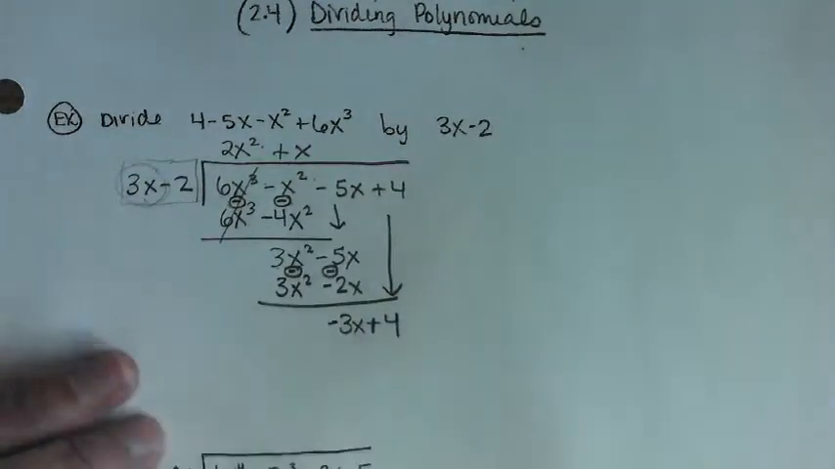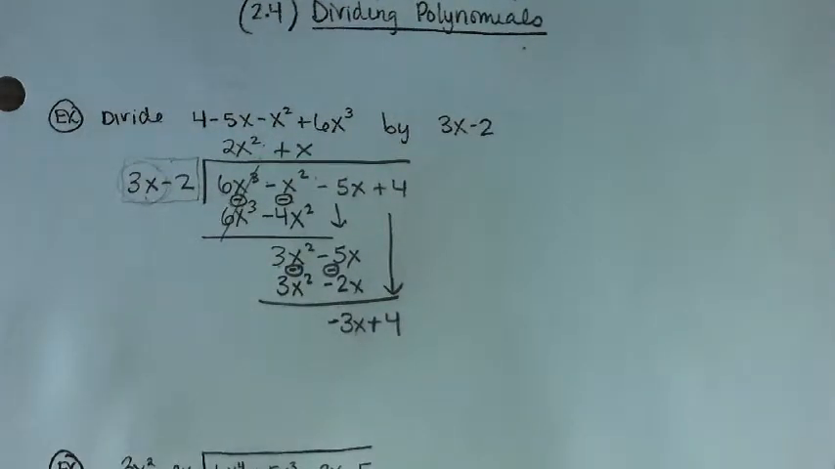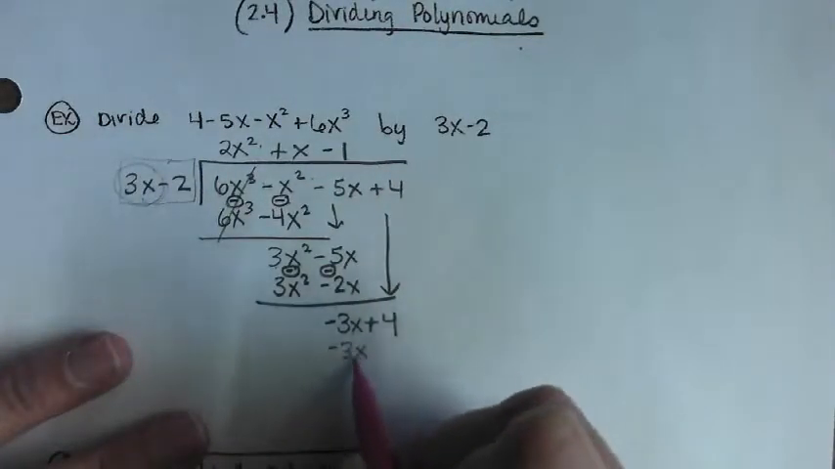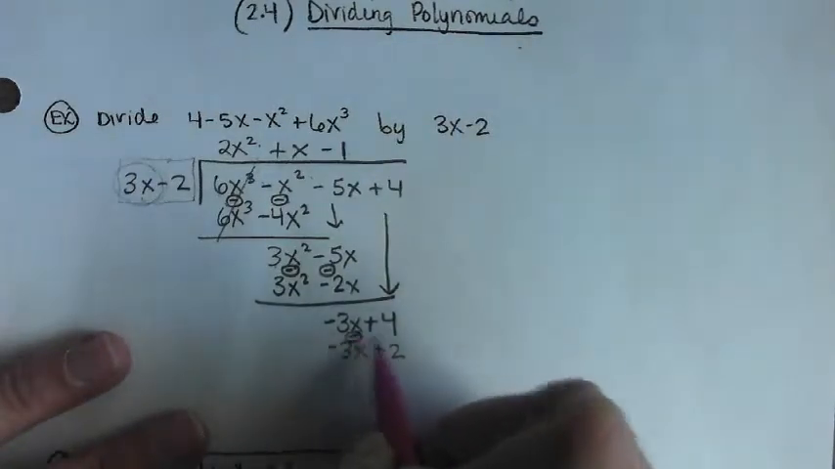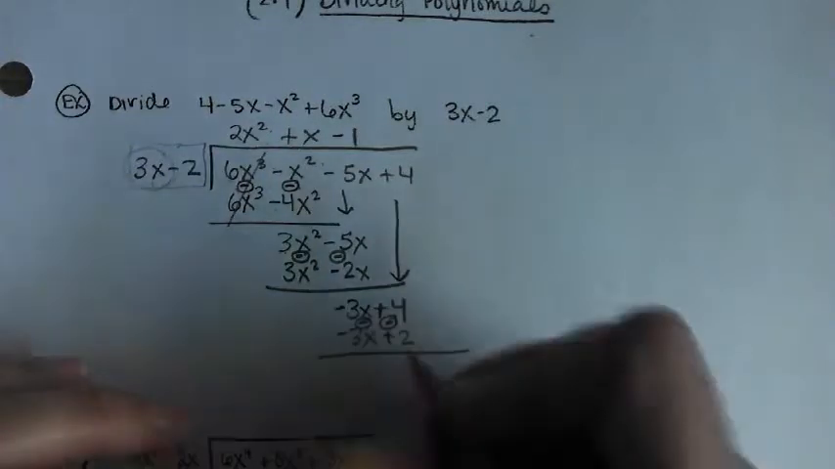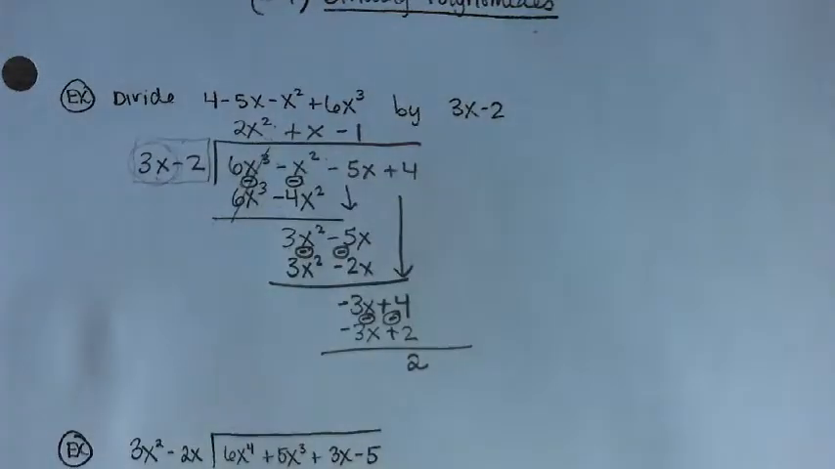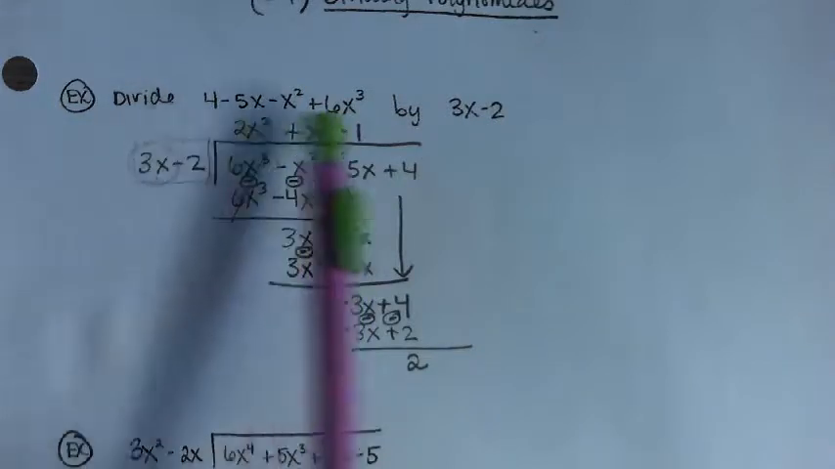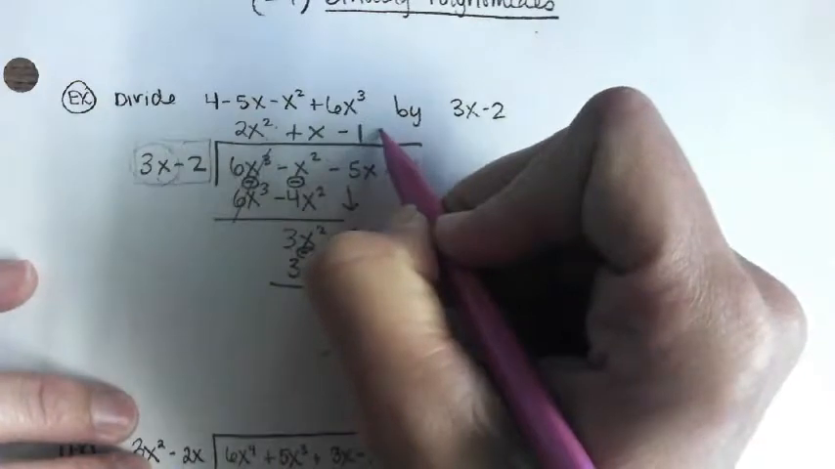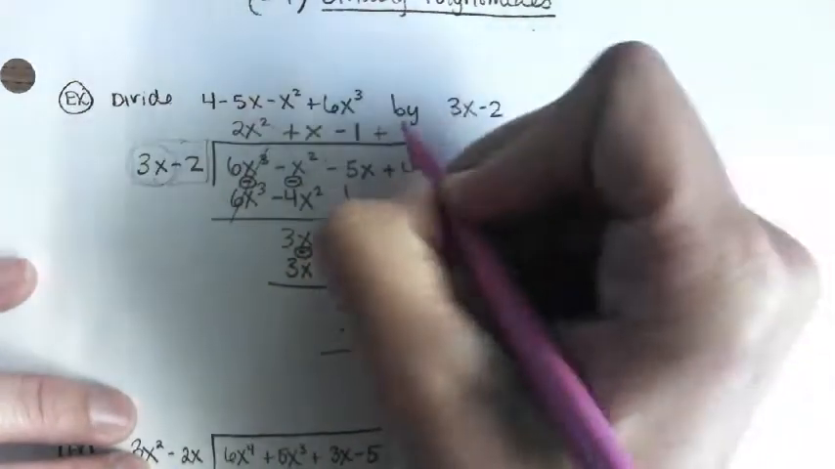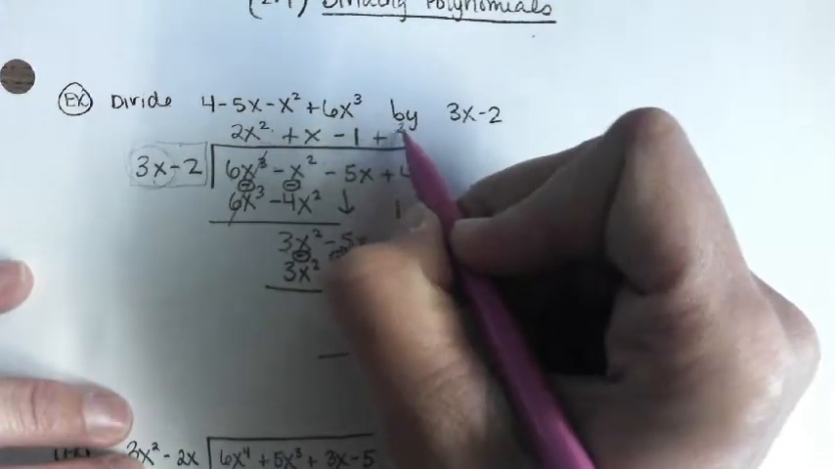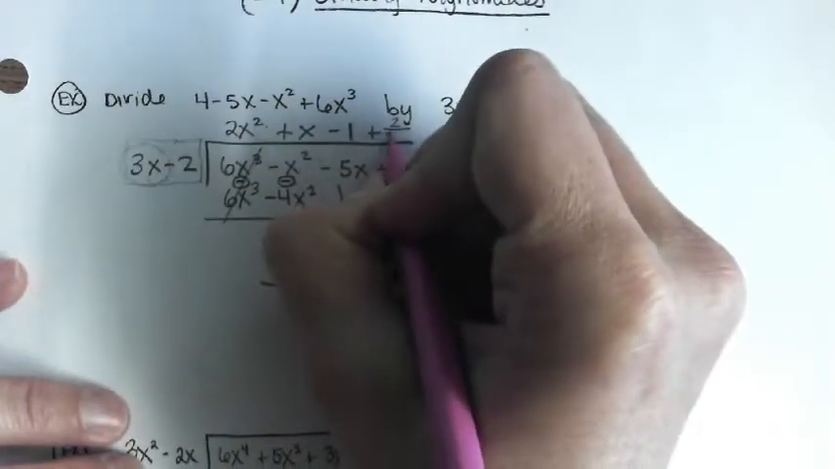3x times what? And we're repeating. 3x times what is negative 3x? Negative 1. Multiply. We get negative 3x plus 2. Throw your subtraction signs in there. And 4 minus 2 is 2, which is our remainder. How do we write that as a part of our quotient? Plus, wait. Yeah, you put your remainder over the divisor.